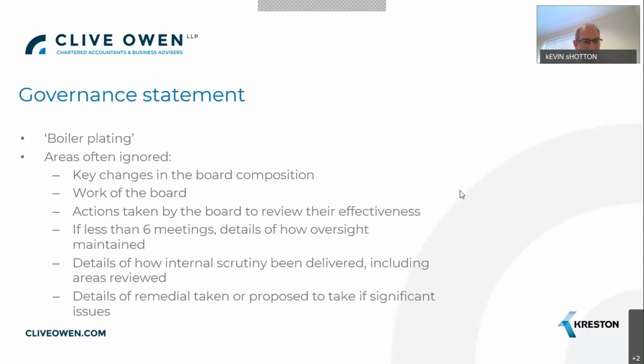And then lastly, the last 2 points on there are in relation to internal scrutiny or internal assurance, internal audit, whatever people want to call it. Firstly, looking at how it has been delivered and what areas in particular have been focused on during that 12-month period, and the outcomes of those reviews. And then if there are significant issues that have come out of any of that work, what actions have been taken or what is proposed to put right anything that isn't working as before.